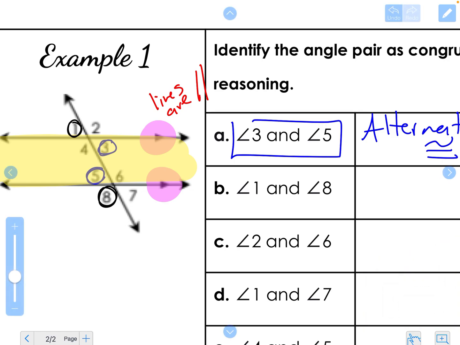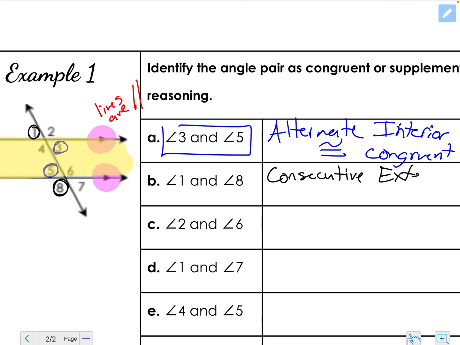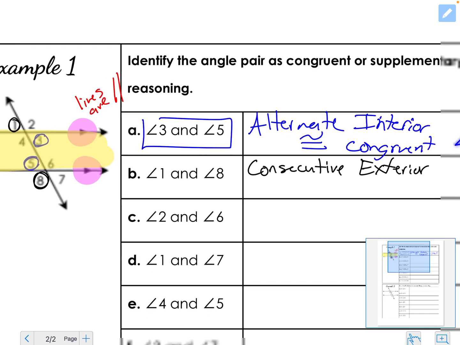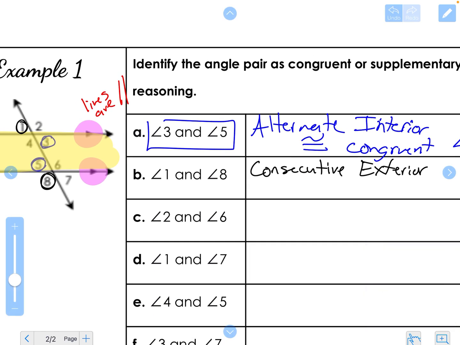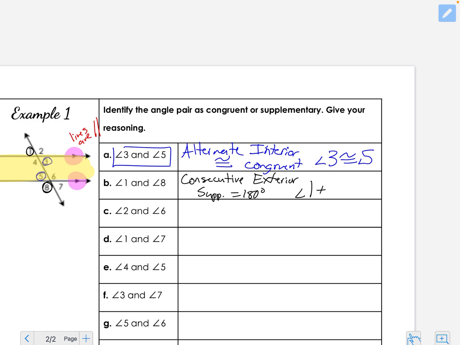So they are outside the yellow, so I know that they are exterior, and they are on the same side of my transversal, which means that they are consecutive exterior angles. And I know that consecutive interior are supplementary and equal 180 degrees. So I know that angle 1 plus angle 8 equals 180 degrees. I'm going to throw the little measure M right there as well.